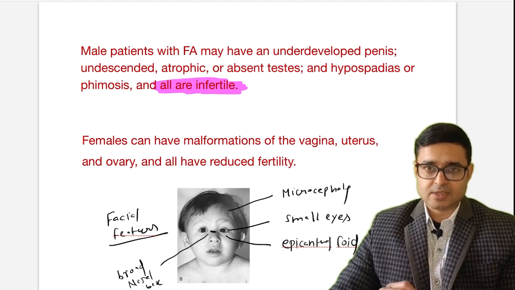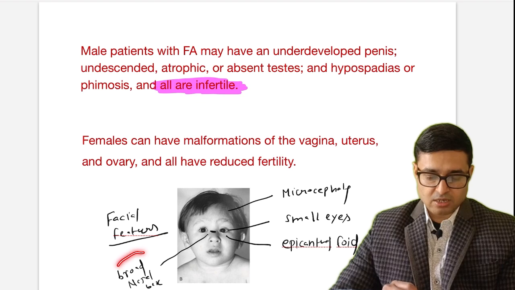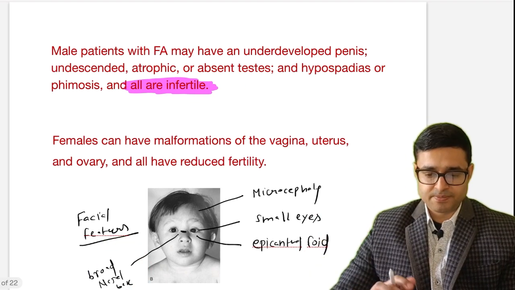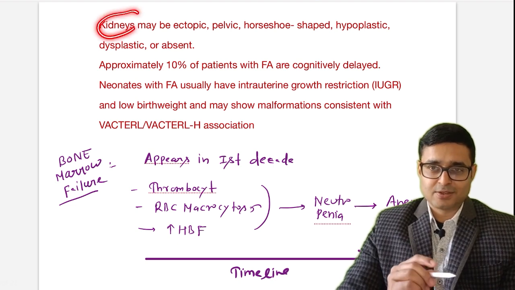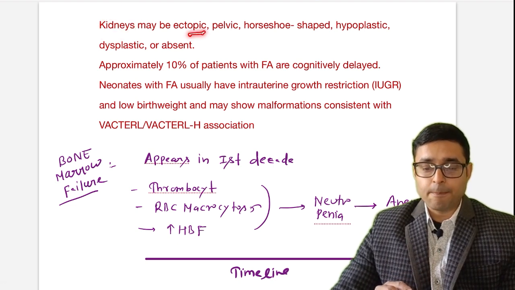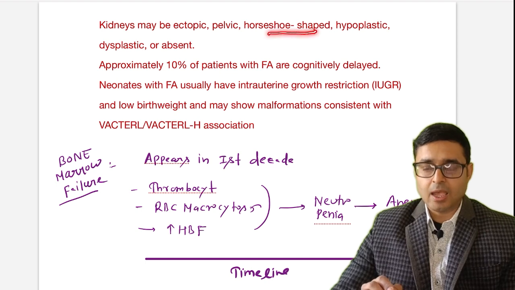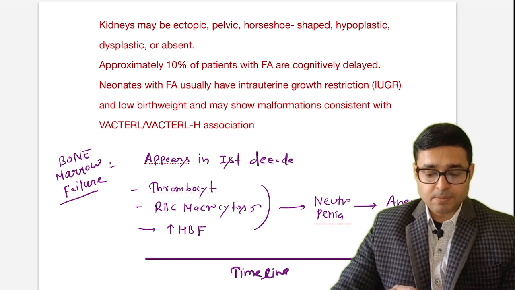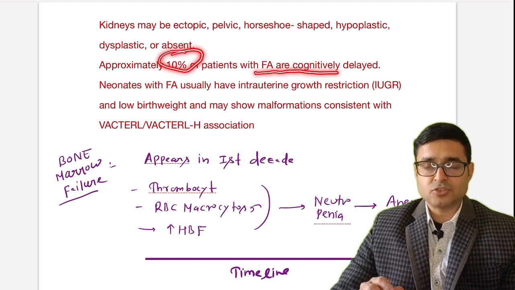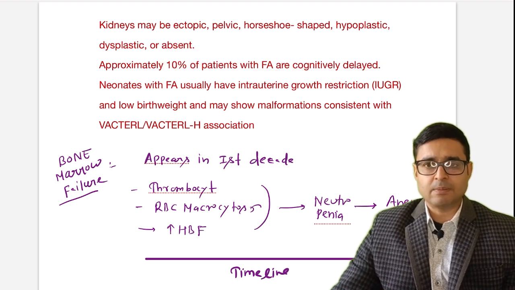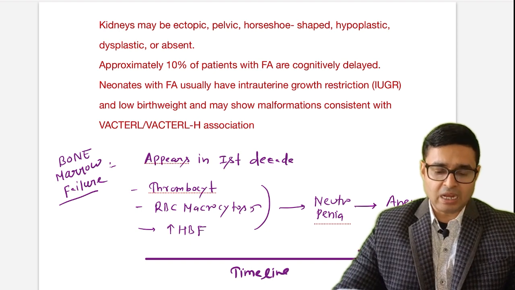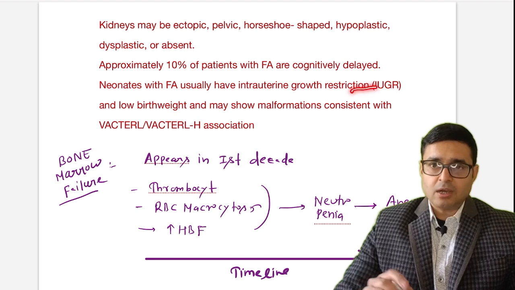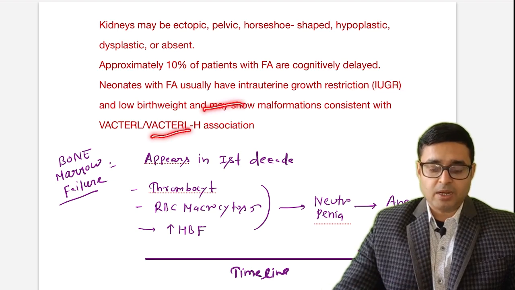So again, as we discussed, facial features like broad nasal base, microcephaly, small eyes, epicanthal fold. Next, kidneys. Kidneys may be ectopic, pelvic, horseshoe-shaped, hypoplastic, dysplastic or absent. Approximately 10% of patients of FA are congenitally delayed. This is again very important. In 10% of cases, mental retardation is seen in Fanconi anemia. A neonate with FA has IUGR, low birth weight and VACTERL anomaly.